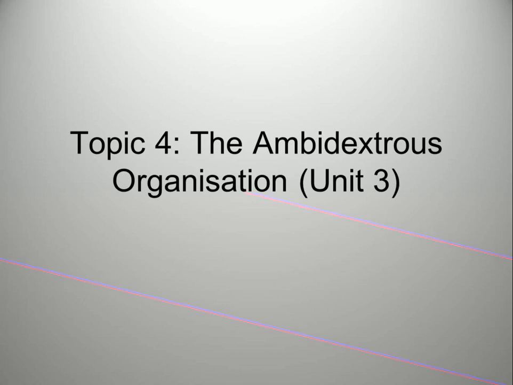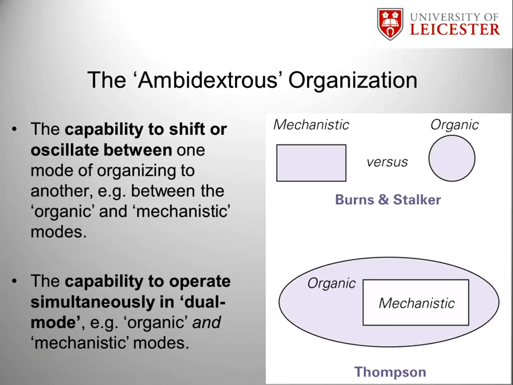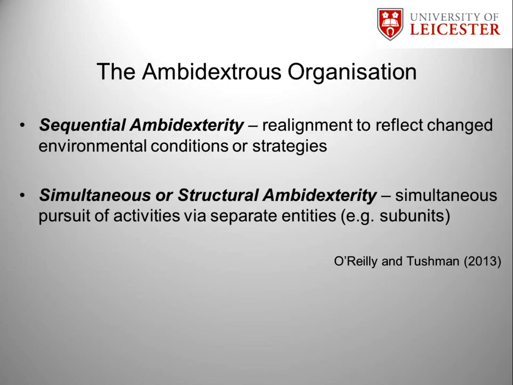Fourth topic I wanted to raise was relating to the ambidextrous organization. And in the lecture I used this in particular to refer to organizations that were capable of operating either simultaneously or shifting between the organic and the mechanistic modes of organizing. And so there's two forms of ambidextrous. The sequential ambidexterity, which is about changing over time.